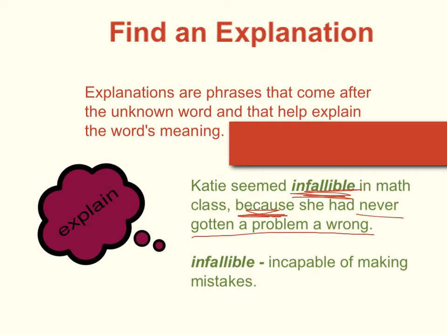Infallible means incapable of making mistakes. So that explanation really helped us. It explained to us that she had never gotten a problem wrong in class. Now that might be a generalization, no one's perfect, but that's still a good way to explain the meaning of infallible.